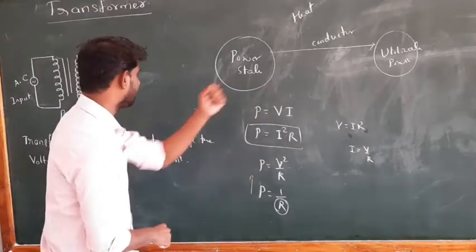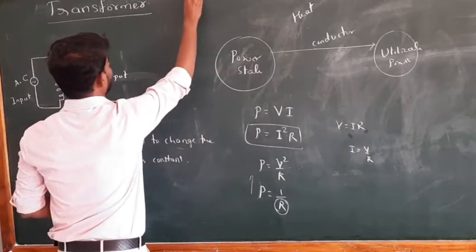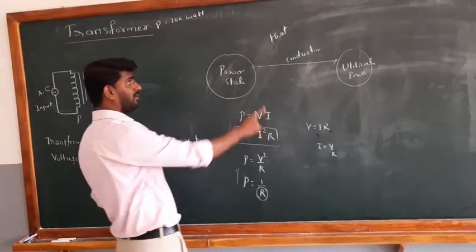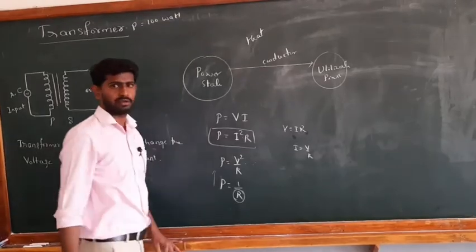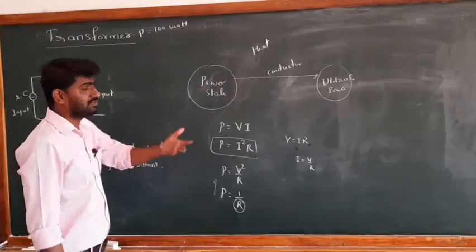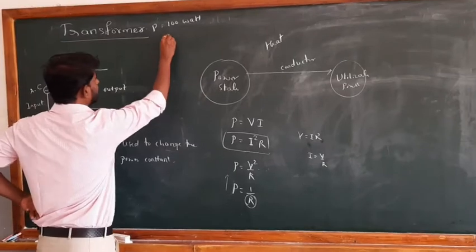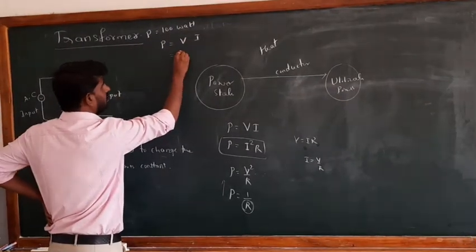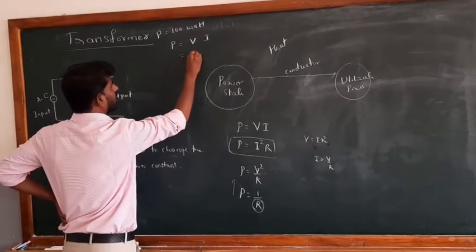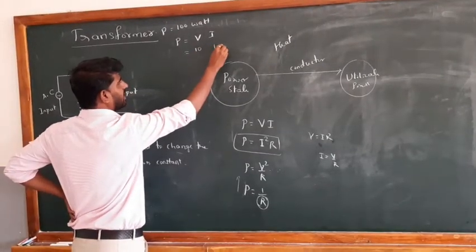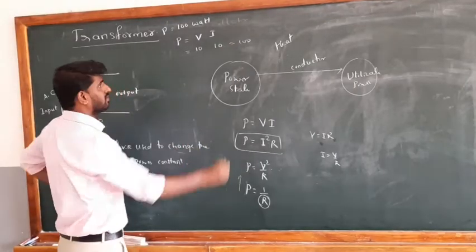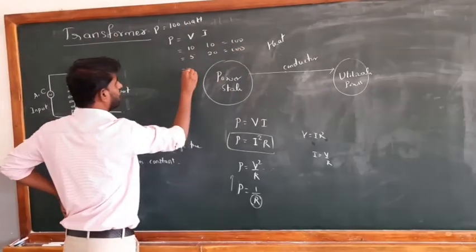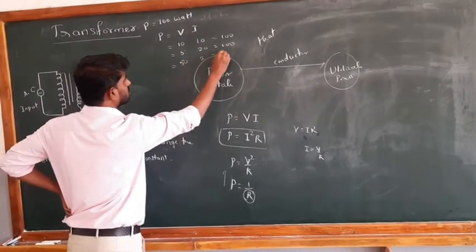With high voltage, for example, I want to send 100 watt of power, transfer 100 watt of power from the power station to the utilization point. I can transfer it in many ways. Power equals V into I. I can take 10 volt and 10 current, I get 100. Next time I can take voltage as 5 and current 20, this is 100. I can take 50 and 2, the answer is 100.